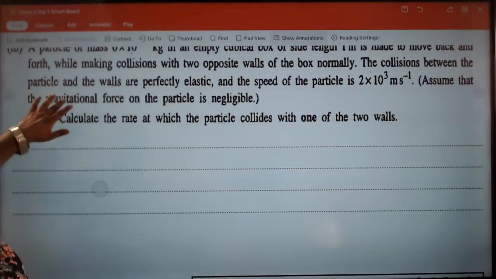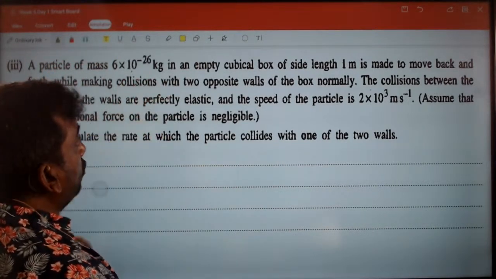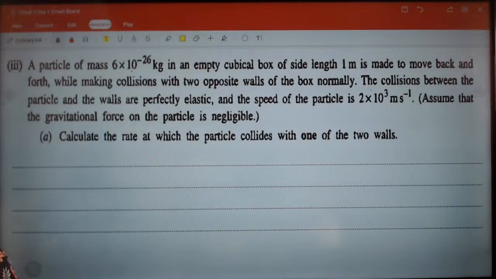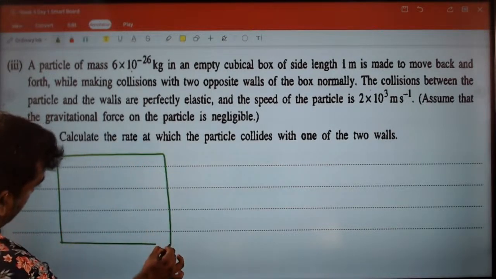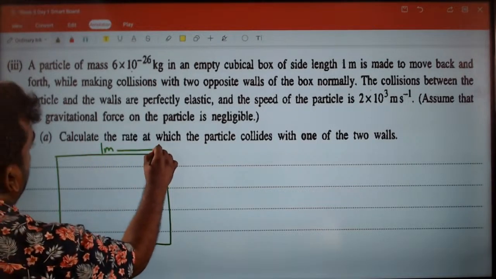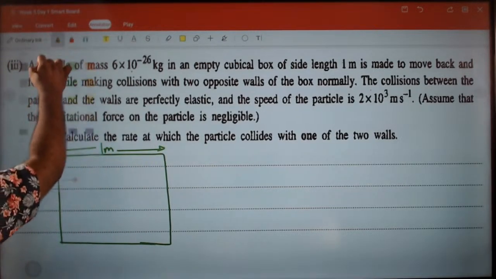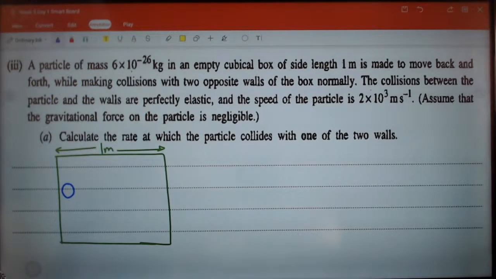A particle of mass 6 × 10^-26 kilograms in an empty cubical box. A cube, so all sides are the same, with side length 1 meter.